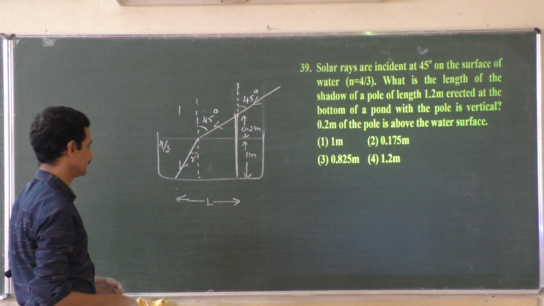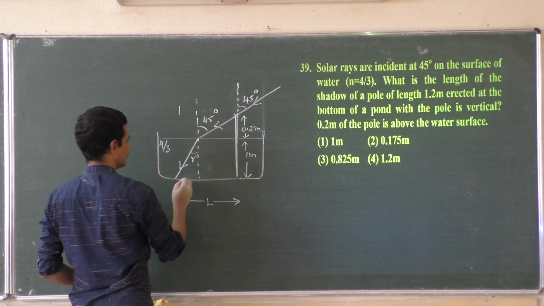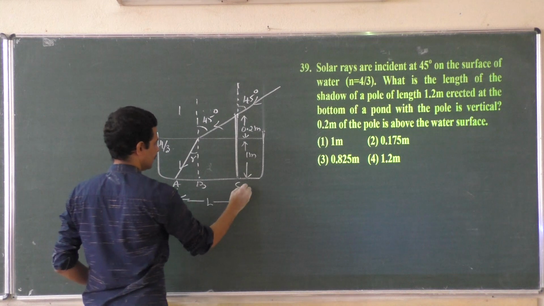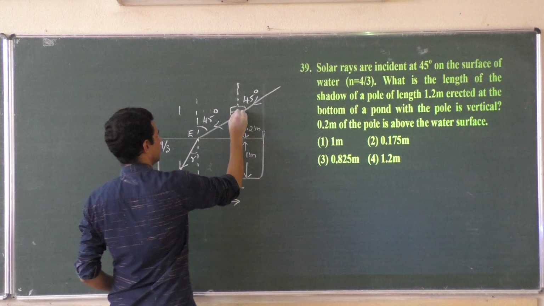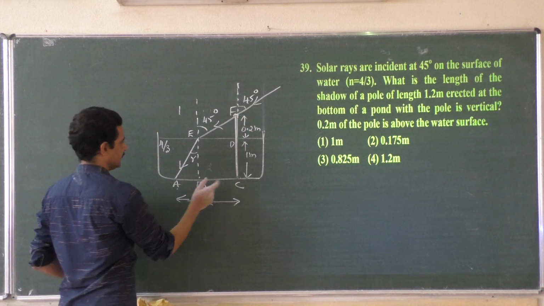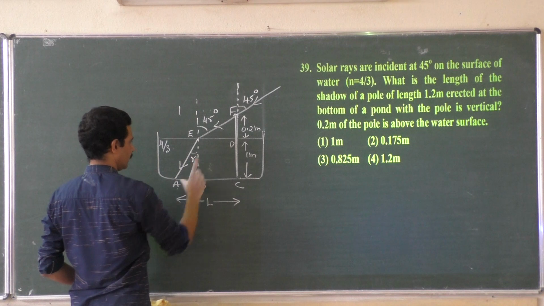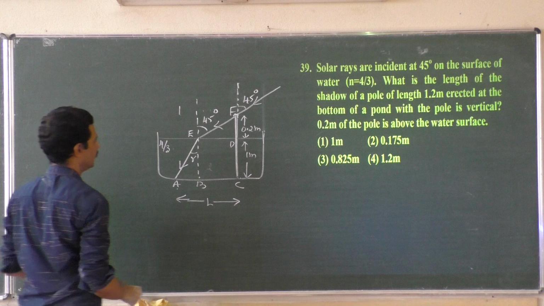I can use Snell's law, right? Now I will name these points A, B, C, D, E, F, simply to explain. Now I want AB plus BC. Can I find out AB if I know this one? Yes, I know this one, 1 meter. Now you have to apply the general law.